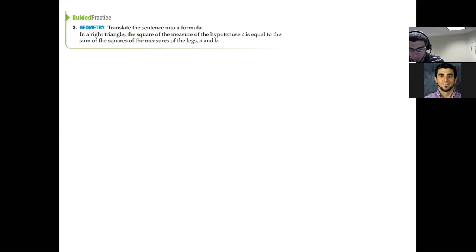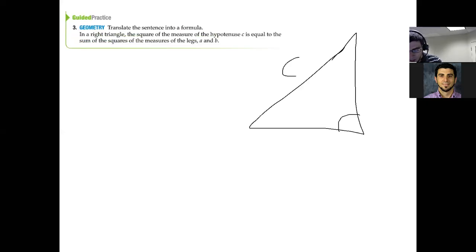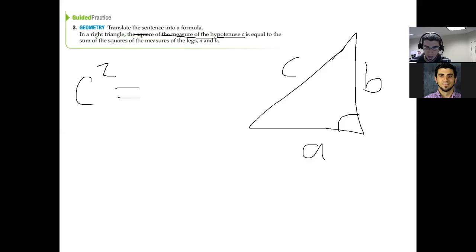All right. So here's what they're talking about. Here's a right triangle. Here's C, A, and B. So the square of the measure of the hypotenuse C, basically just a fancy way of saying C squared, equals the sum, so we have to add what? The squares of the measures of the legs A and B. So it's A squared plus B squared. That's the sum of the squares.